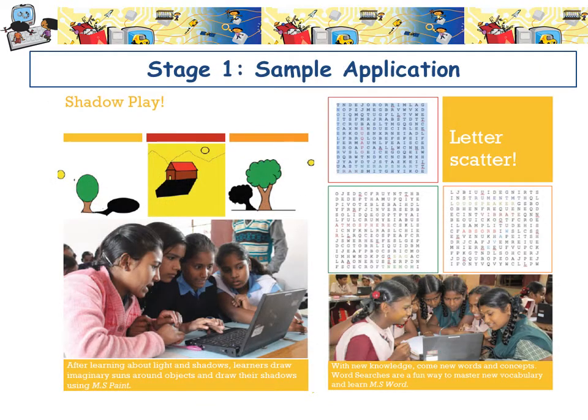Here's a sample application from our learners. On the left is a drawing of a simple landscape along with shadows, an activity that followed a science lesson on light and shadows. And yes, this was the first time these students were working on a computer. On the right is a word search activity. Finding and highlighting hidden words from a grid is a great way to get learners to use fonts, highlights, and other emphasis. It's also a fun way to master new science vocabulary. Once your students are comfortable with the mouse and keyboard, they're now ready for stage 2.